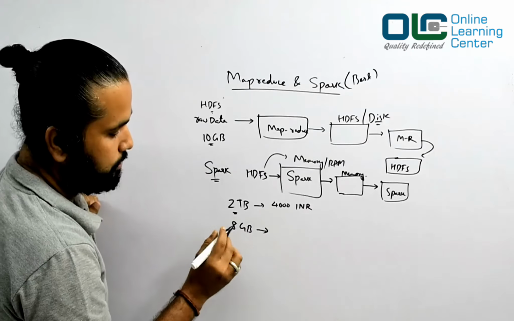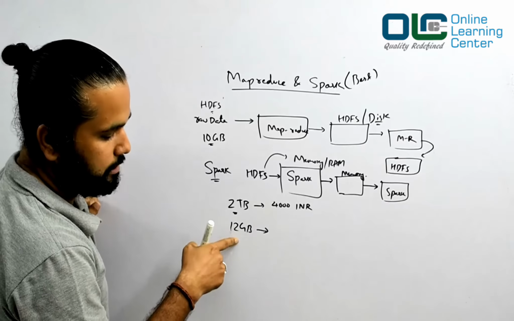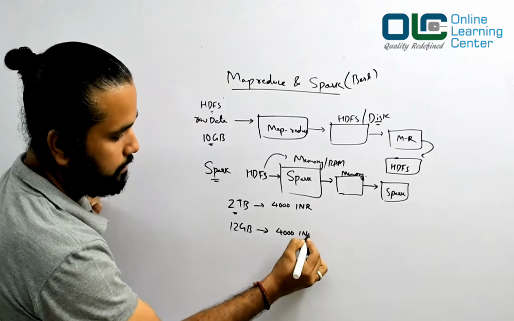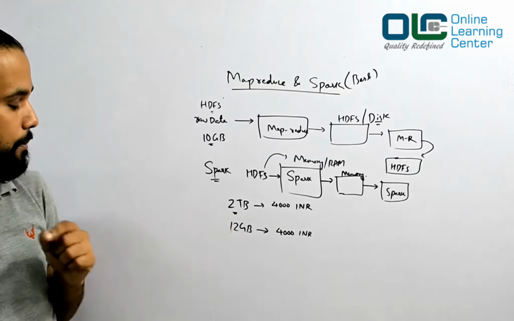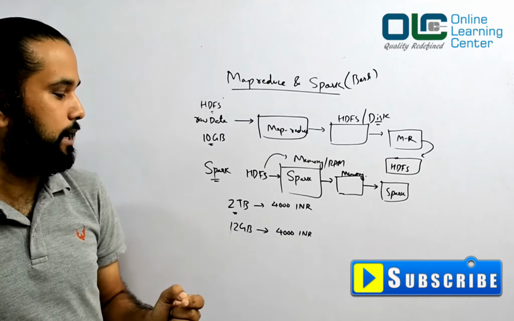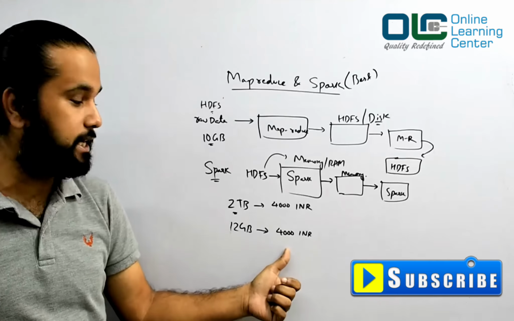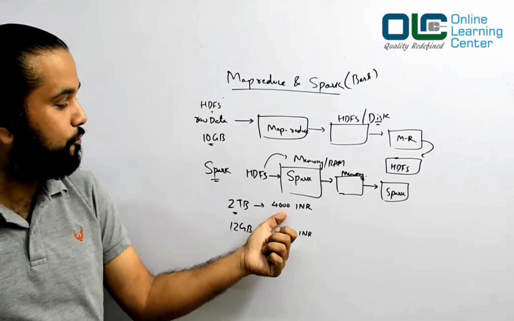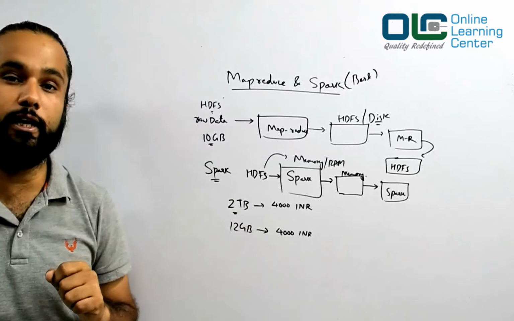Now let's say I want to get 12 GB of RAM. This 12 GB of RAM may cost you around 4,000 rupees INR, more or less. What I'm trying to tell you here is that the same 4,000 rupees can buy only 12 GB of memory, whereas with the same 4,000 you can buy a hard disk of 2 terabytes.